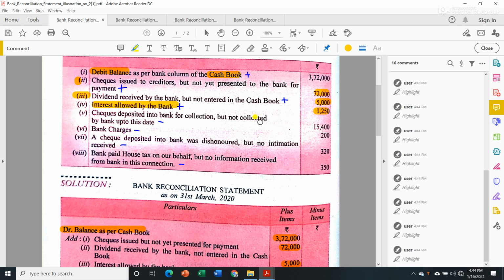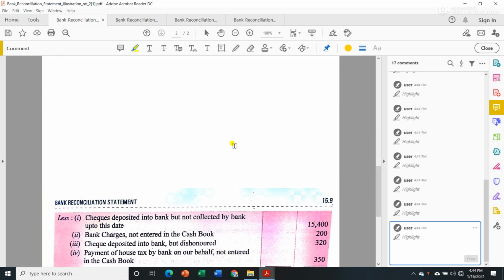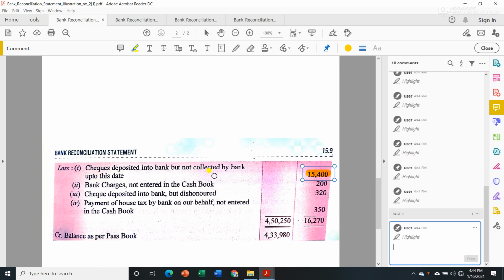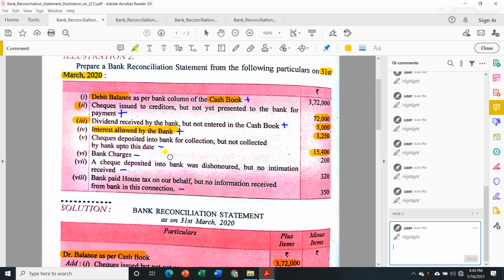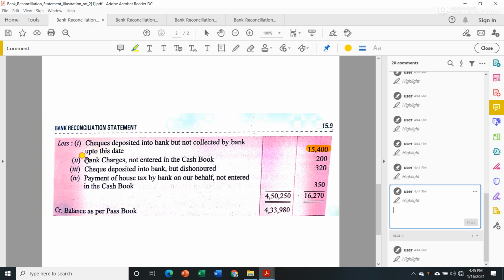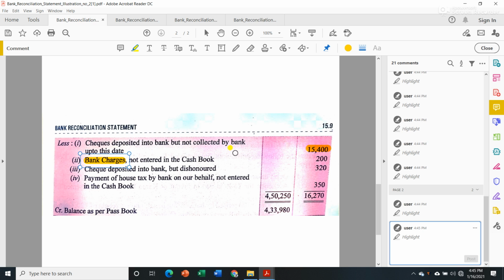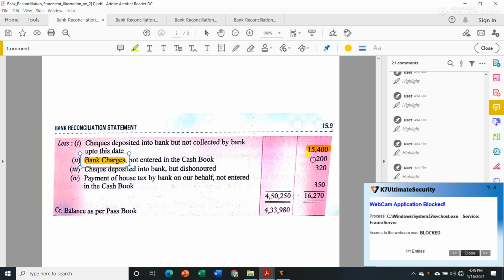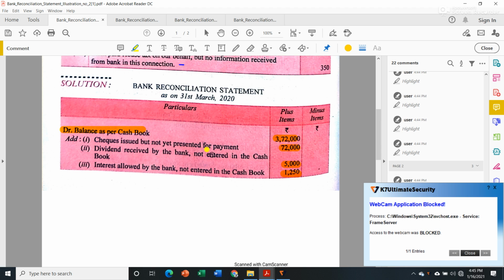Checks deposited into bank for collection but not collected by bank up to this date, that amount is 15,400, so we wrote 15,400 as a less item. The next less item is bank charges, rupees 200. In particulars you can just write bank charges as given in the question, or you can write the longer version, it's up to you, but I suggest not to, as you can save 1 or 2 seconds while writing. So 200 is a minus item.